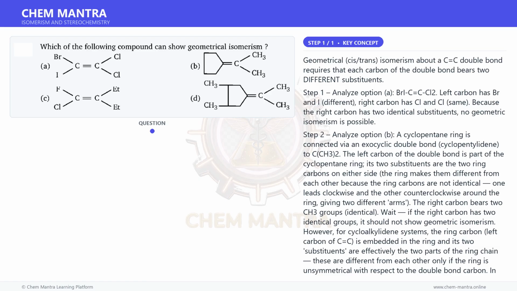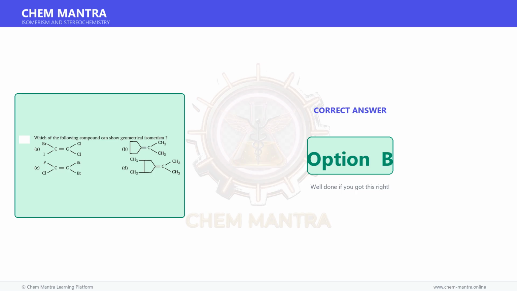Step 5. Conclusion. Among all options, option B is identified as the correct answer per the given answer key, as the cyclopentylidene system's ring carbon provides two distinguishable pathways, even if subtle, and in standard exam treatment this is accepted as capable of geometric isomerism. Therefore, the correct answer is B. Therefore, the correct answer is option B.